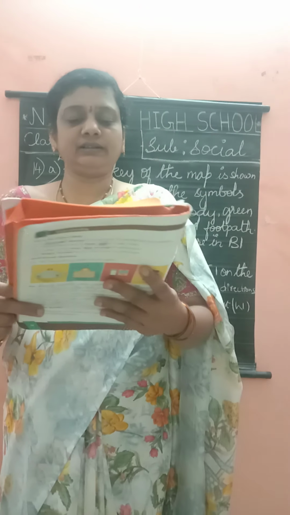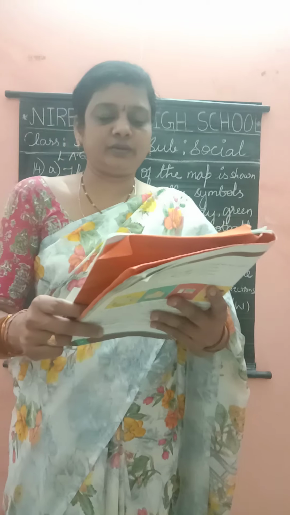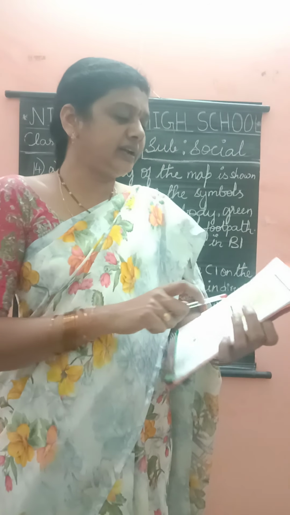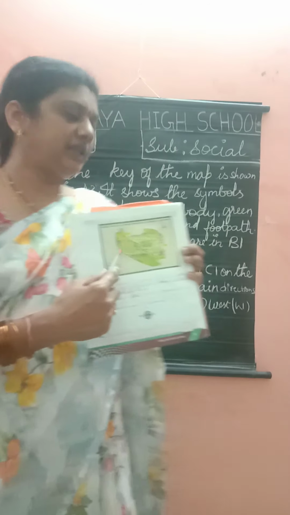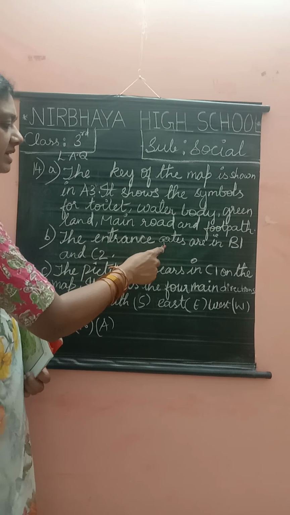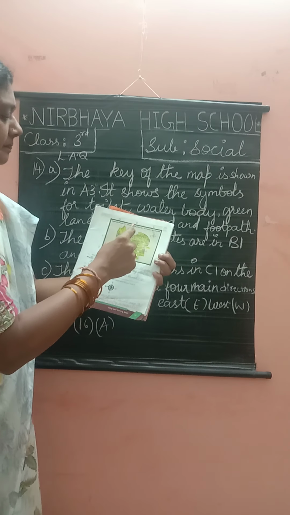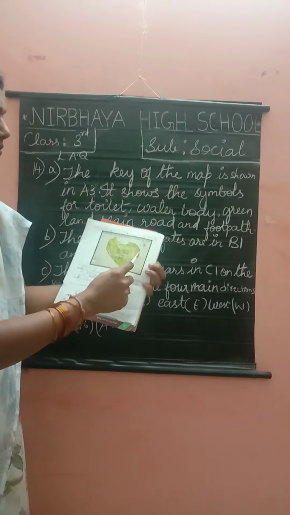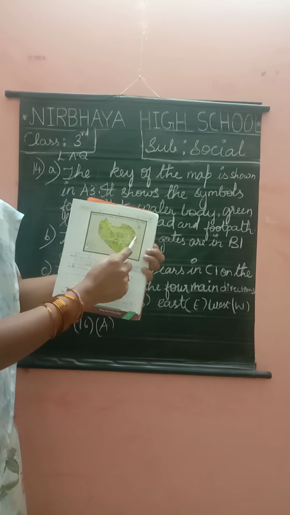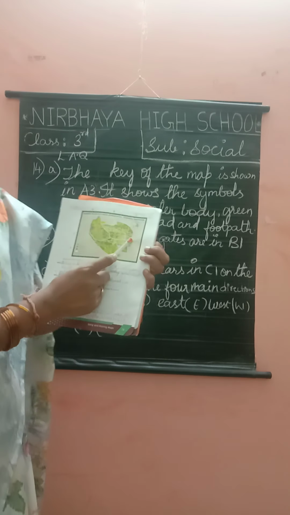Where are the entrance gates? Where are the entrance gates, children? Here in this map you have to see. Yes, the entrance gates are in B1 and C2. Yes? Okay, children?